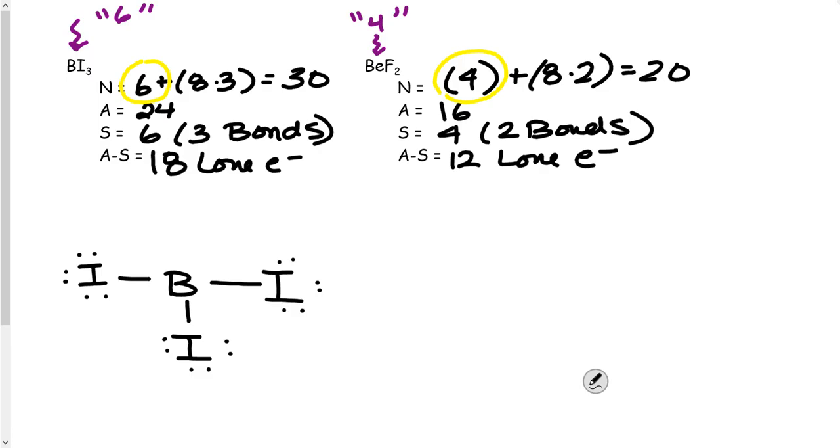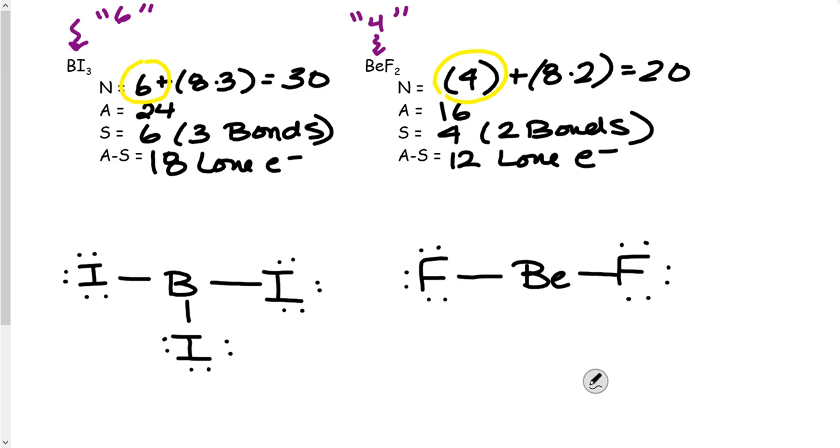And as we go to beryllium, again, make sure you've corrected your multiplier number if you happen to have used an 8 instead of a 4. Let's put our beryllium in the middle. And as we look at the fluorines, we calculated 2 bonds. So 1, 2, 12 lone electrons. 1, 2, 3, 4, 5, 6. 1, 2, 3, 4, 5, 6. Gets each of our fluorines to 8.